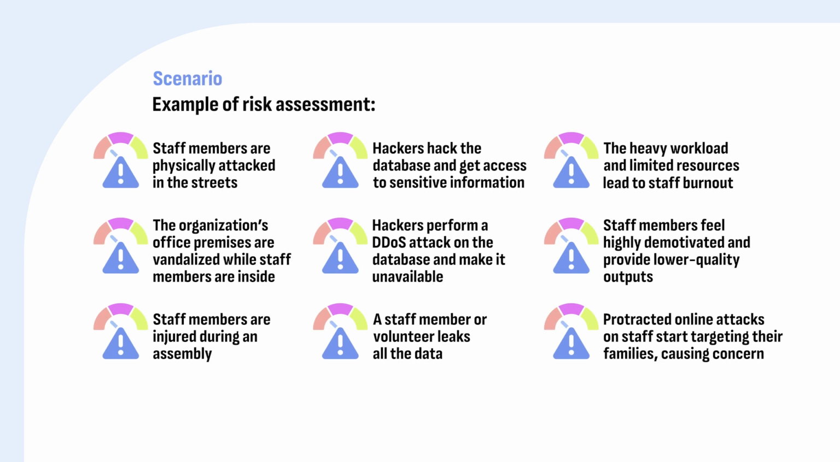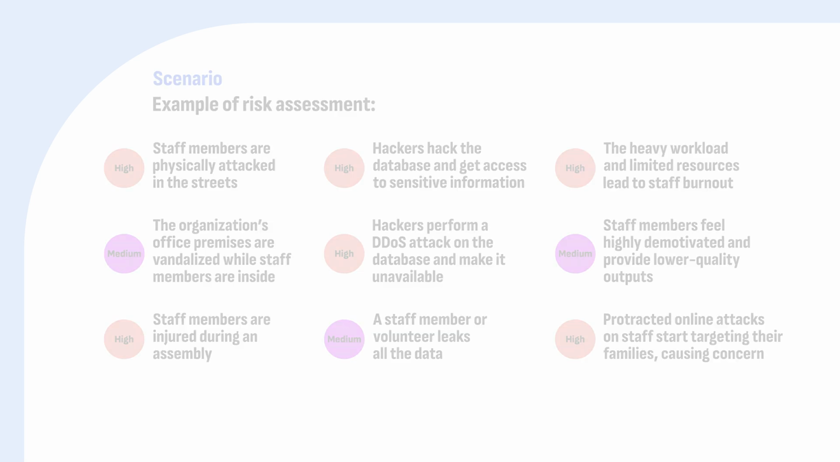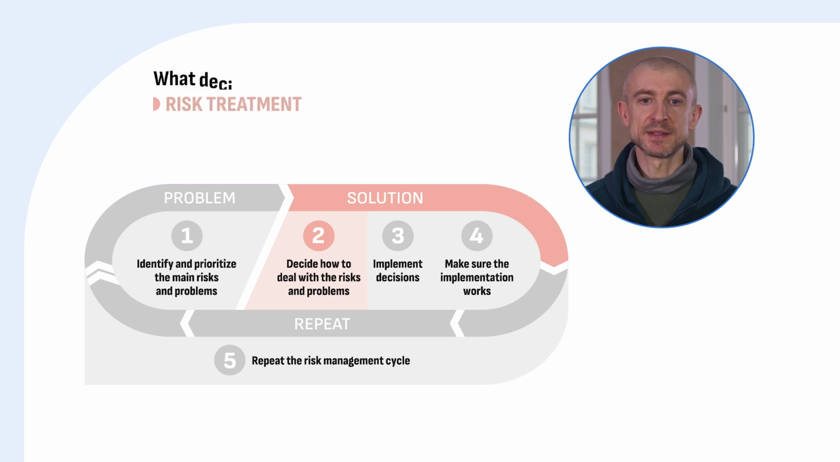Now that we have the list of our risks, let's put them in descending order, and as we can see in this example, 6 of them are high risks, 3 of them are medium risks, and none of them is a low risk. Let's decide what to do with them. The second stage of the risk management process is about deciding how to deal with the risks. We are now moving to the risk treatment phase. What decision can we make on each risk? Please pause the video and try to think about it.